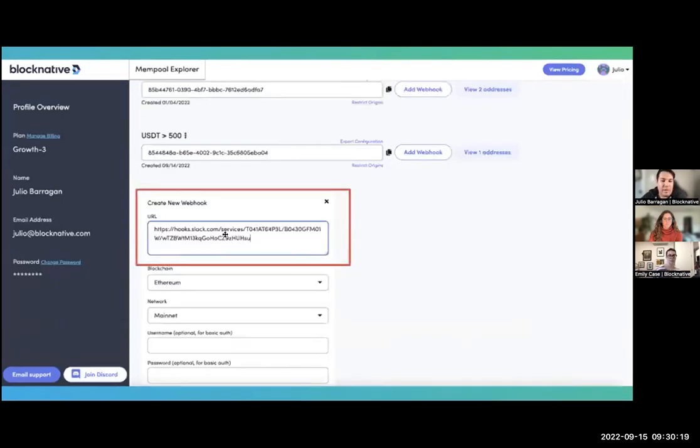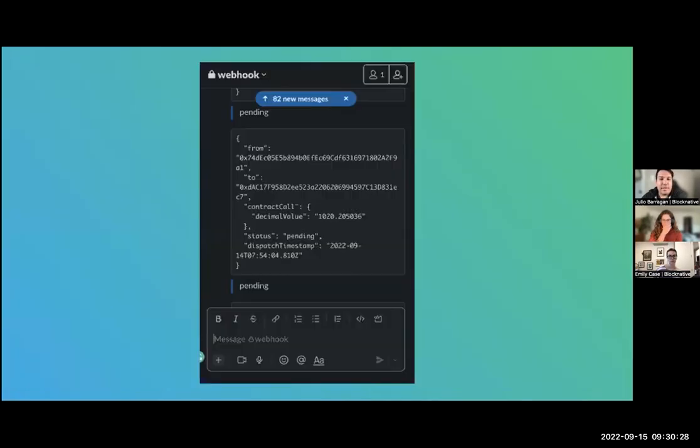And then you just add the URL from Slack, and you're pretty much done. You'll get a nice little confirmation at the bottom that'll show you that it's active. And then in your actual Slack app, it'll look like this. Nice little feed.